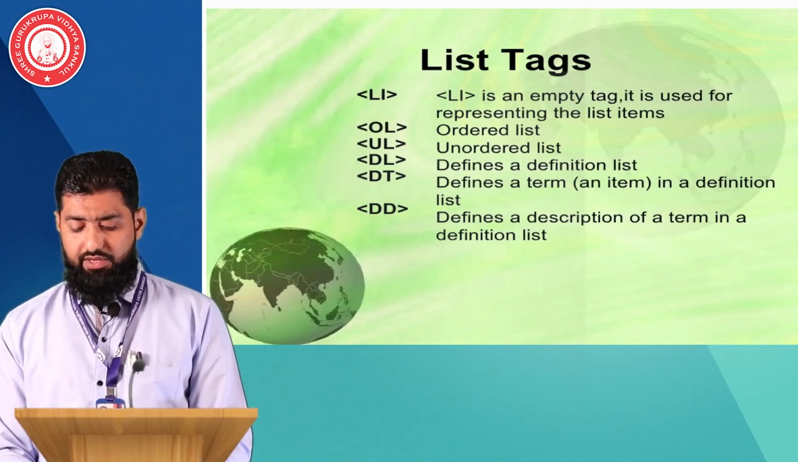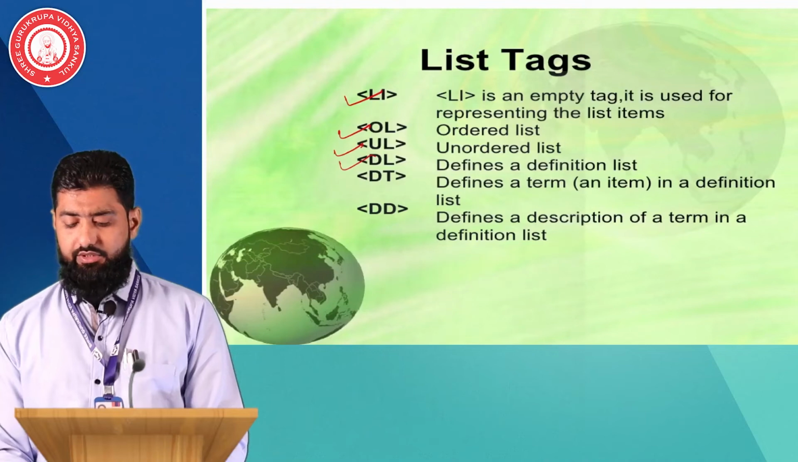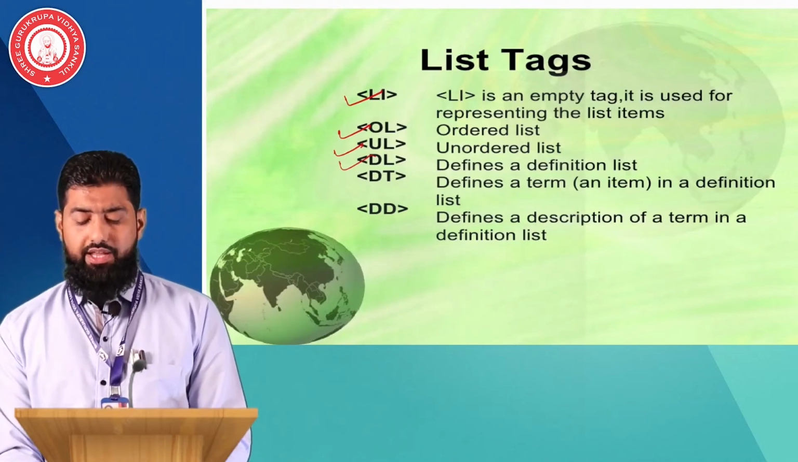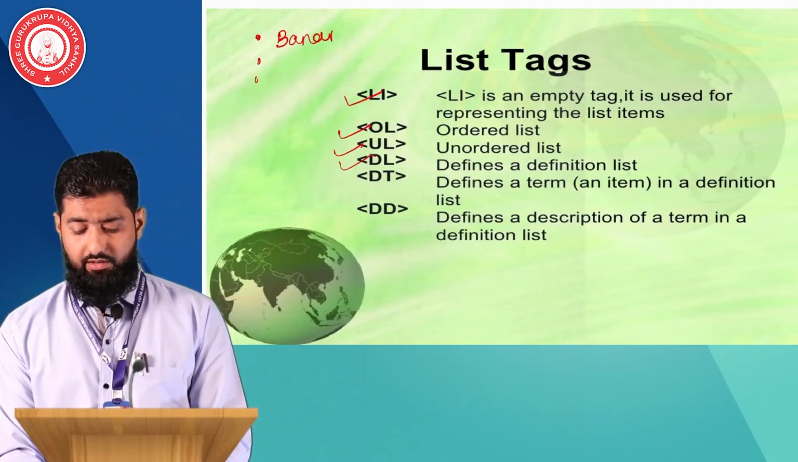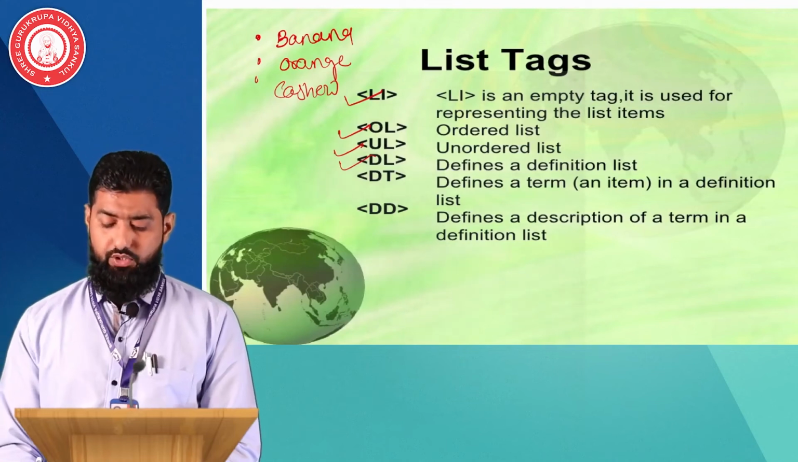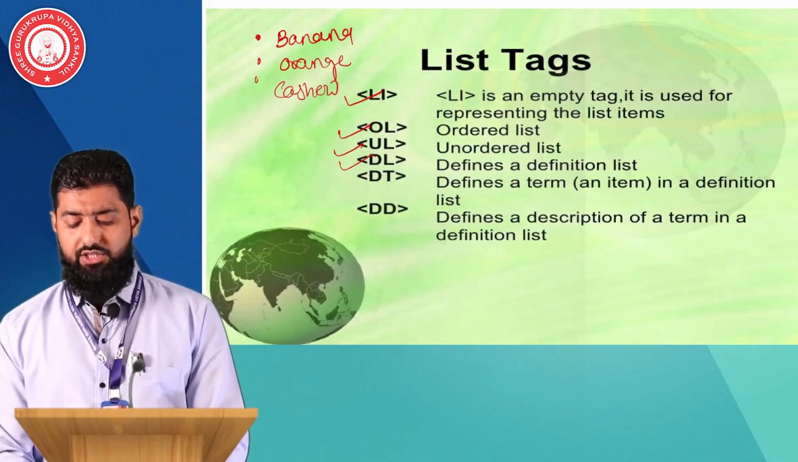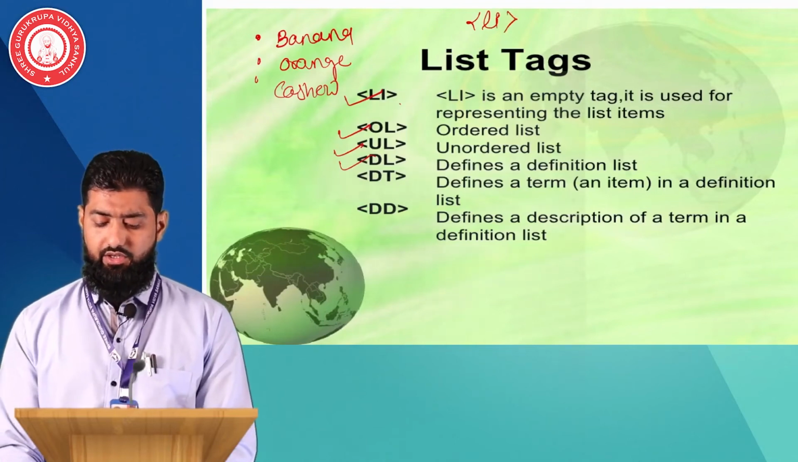List tags, we have OL, UL and DL. List item means whenever you want to define a list like banana, orange, cashew, these are the list items. So we can mention a list item in which tag? In the LI tag.